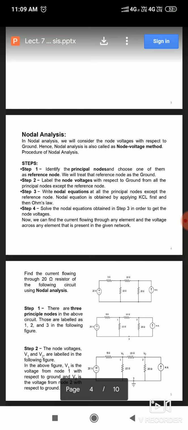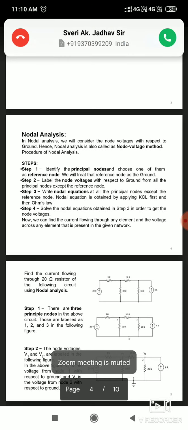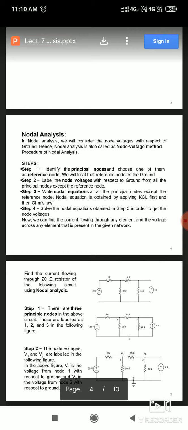We are measuring the node voltages with respect to ground. Obviously, the ground is actually a virtual concept. It is not a reality. We are not connecting any printed circuit board to the ground. The meaning is that the ground has very low potential, or we can say 0 volt. With respect to that ground, we measure the voltage of any other point in the circuit. This is also known as the node voltage method. Here four steps are there.